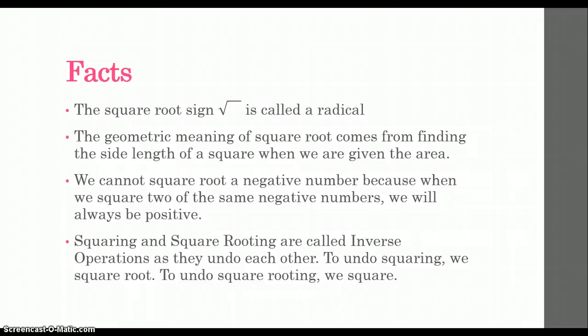The facts: the square root sign is called a radical. The geometric meaning of square root comes from finding the side length of a square when we are given the area. We cannot square root a negative number, because when we square two of the same negative numbers, we will always get a positive. Squaring and square rooting are called inverse operations, as they undo each other. To undo squaring, we square root, and to undo square rooting, we square.